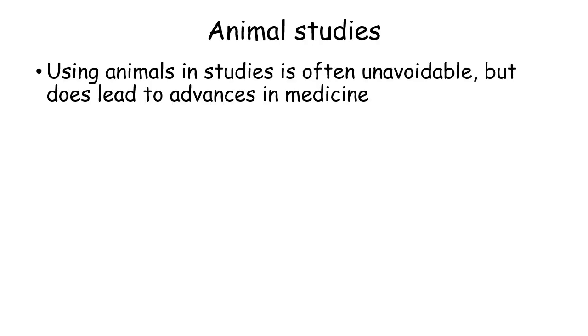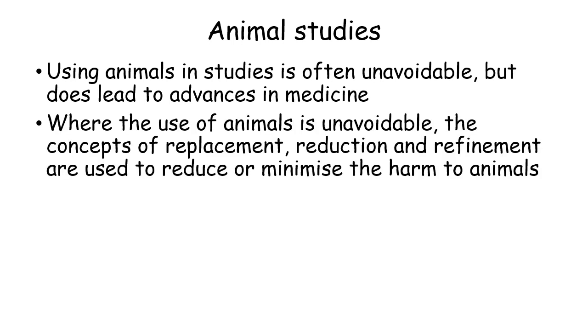So in this Unit 3 video for Advanced Higher Bio, we're going to be looking at types of study that can be done. So the first type of study that we're going to look at are animal studies. And often in biology, animal studies are unavoidable. But where animal studies are used, it does often lead to advances in medicine.